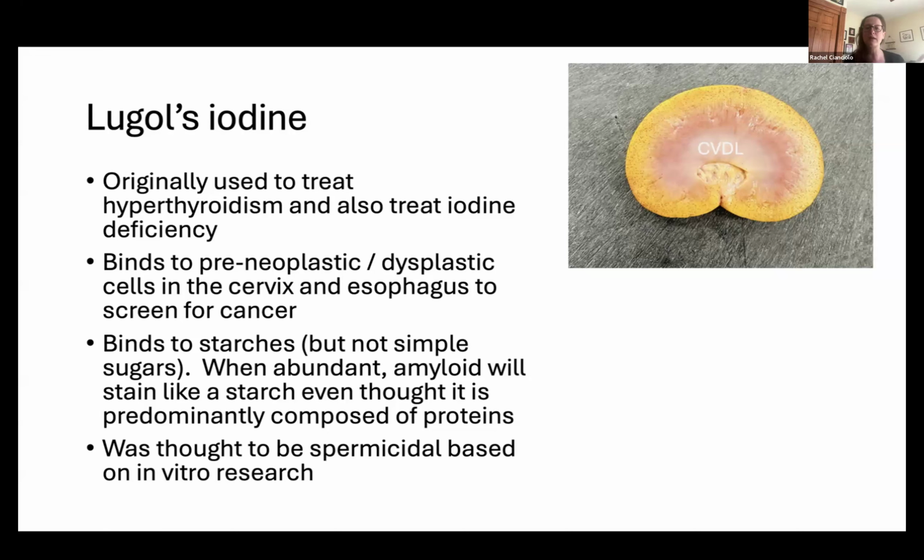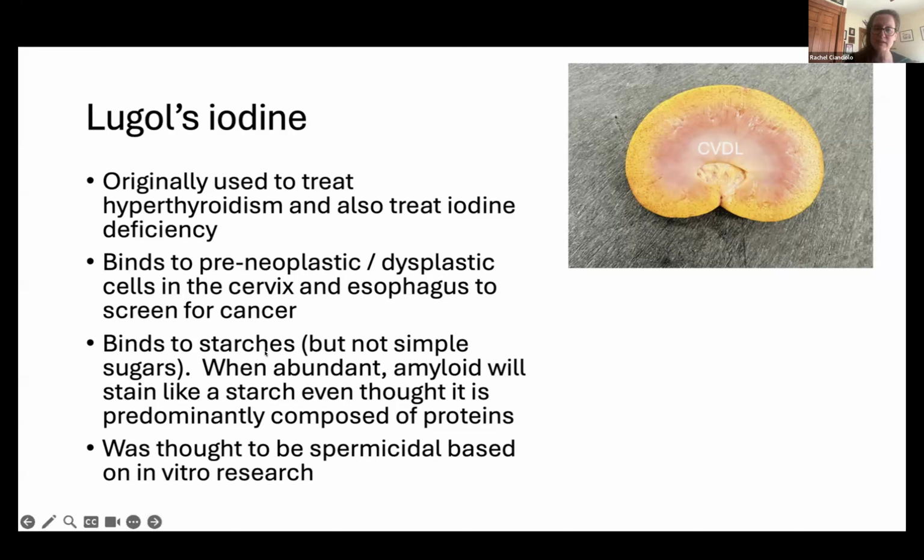So it'll bind to neoplastic and dysplastic cells differently than the normal epithelium of those organs. And so then they can say, okay, this is where I want to harvest my biopsy from because it's most likely going to give me my answer, which is something I did not know. And I don't think we use it in veterinary medicine.